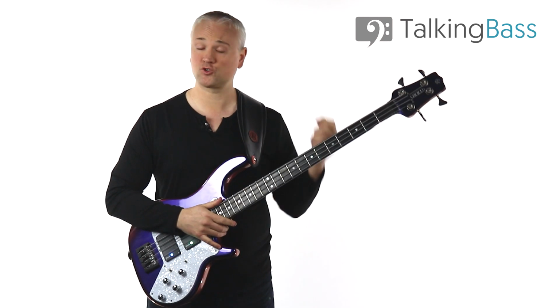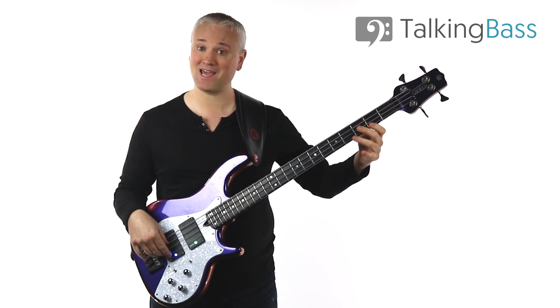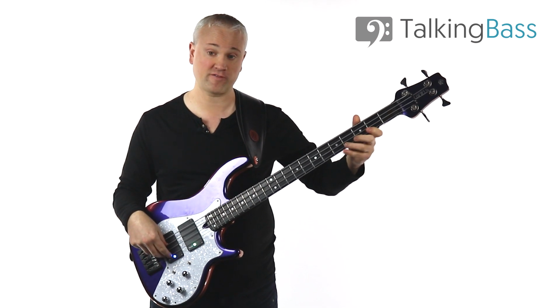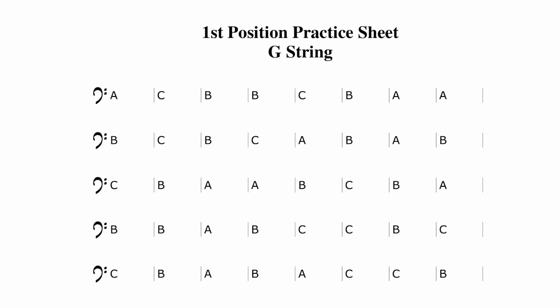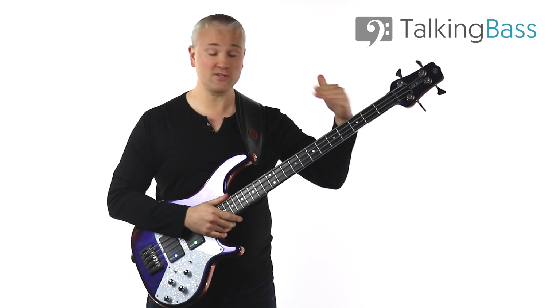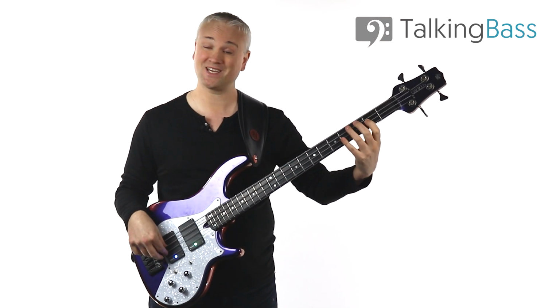Next, let's move on to our last string, the G string. Remember we had A, B, and C, 2nd fret, 4th fret, and 5th fret. So let's try with the test sheet. 1, 2, 3, 4. A, 2, 3, 4. C, 2, 3, 4. B, 2, 3, 4. B, 2, 3, 4. C, 2, 3, 4. B, 2, 3, 4. A, 2, 3, 4. A, 2, 3, 4.